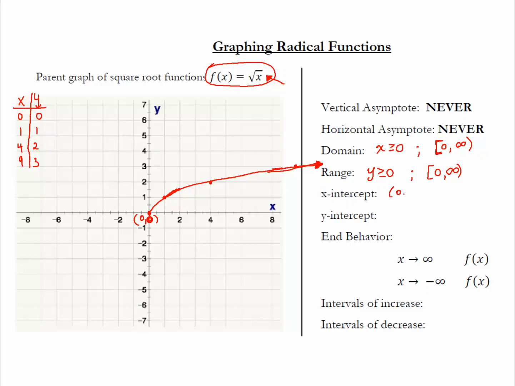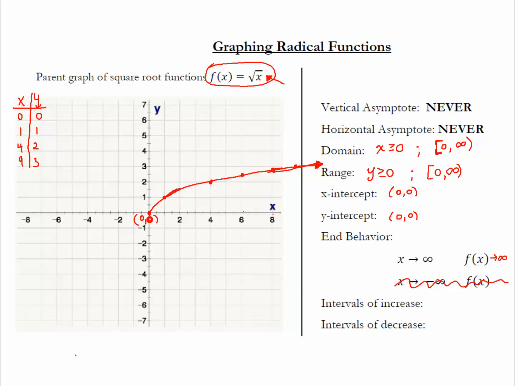The x-intercept happens at the origin. The y-intercept happens at the origin. And end behavior. As x gets bigger or more positive, the function gets even more positive. See? The function is increasing. As x becomes more positive, the function is going up. It's becoming more positive. So we would say this. As x goes to negative infinity, actually the function doesn't exist there.